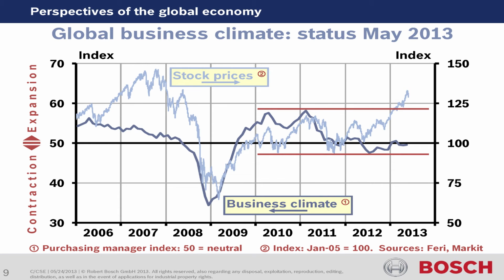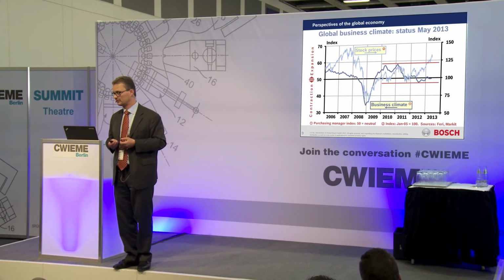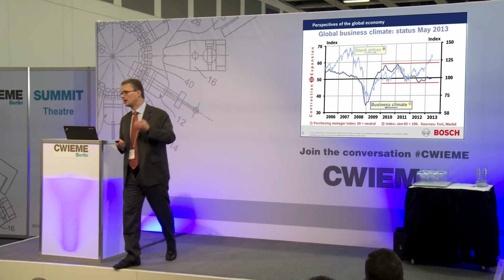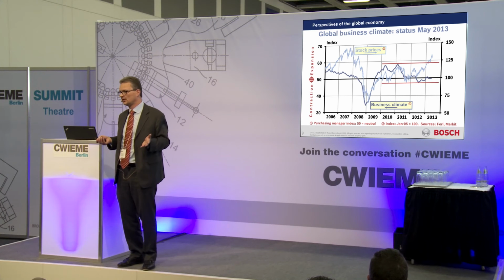The dark blue line is the business climate I had shown at the very beginning for different regions, so that's a global aggregate of that. Globally, the climate is more or less at 50. And that's what I said. It's a stable environment, no real big growth in the industry. Of course, there are service sectors which are growing, so you have moderate growth in the overall economy.